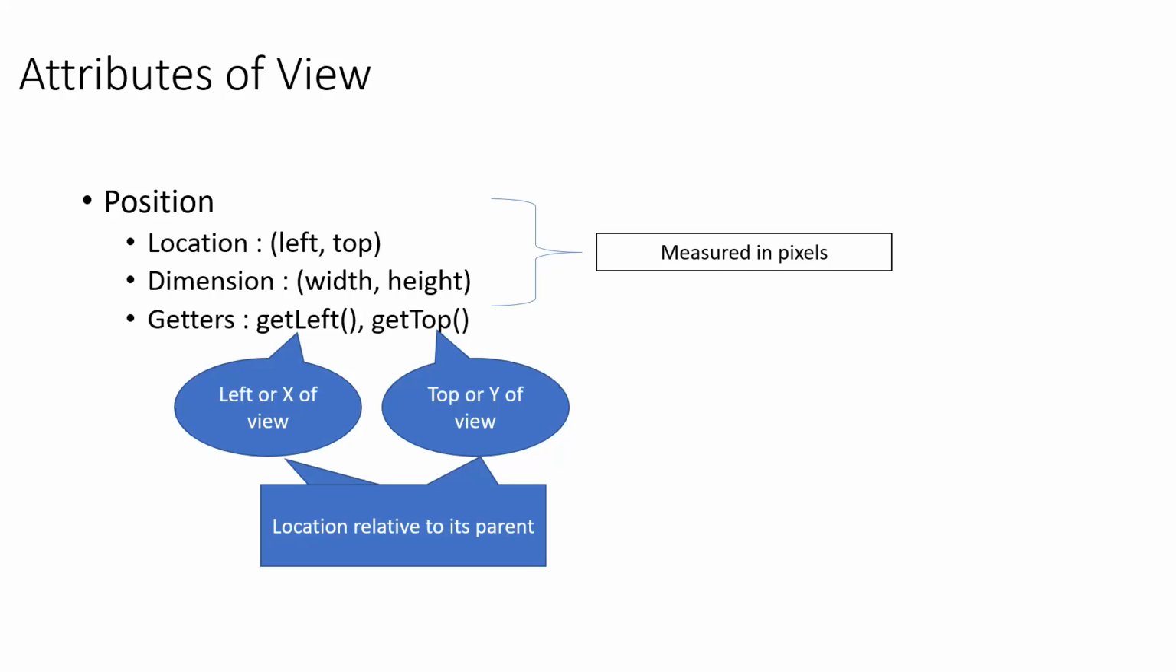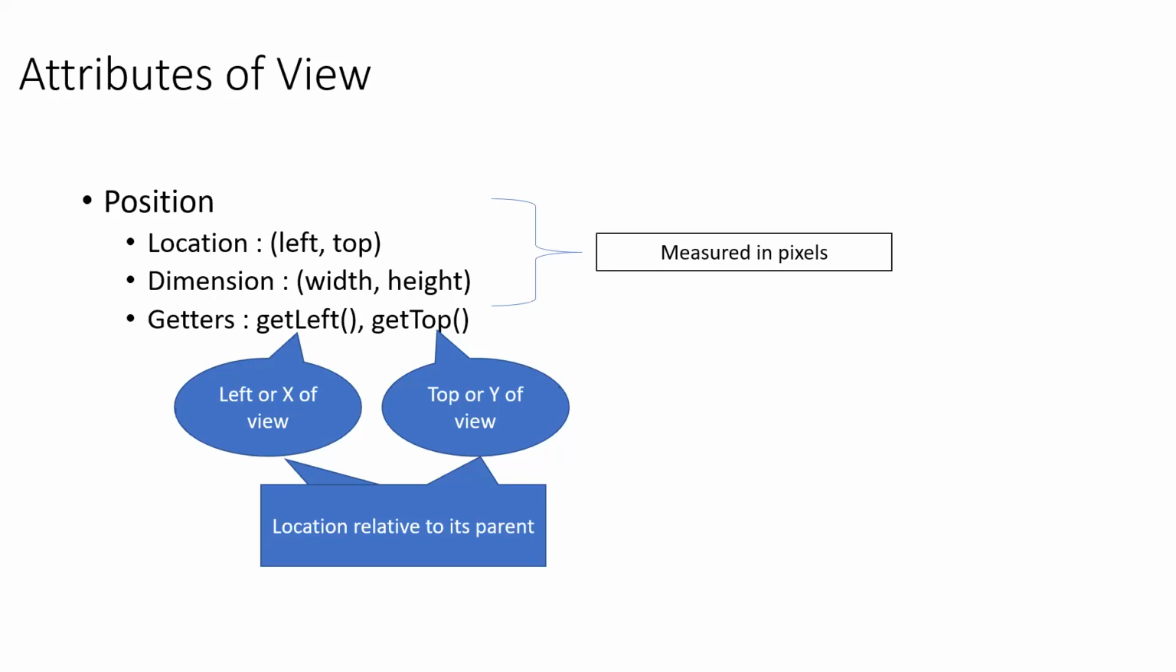Dimension is defined in terms of width and height. Okay. And I told you how to get top and how to get left. You fire these methods: getTop and getLeft. So getLeft is going to get you the left or x coordinate of a view. getTop is going to get you the top or y coordinate of a view.